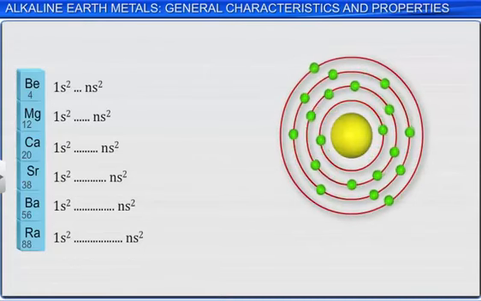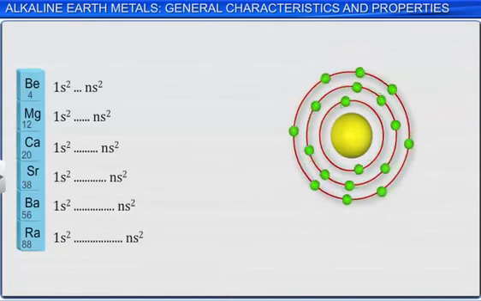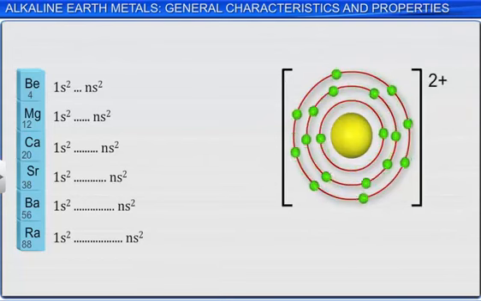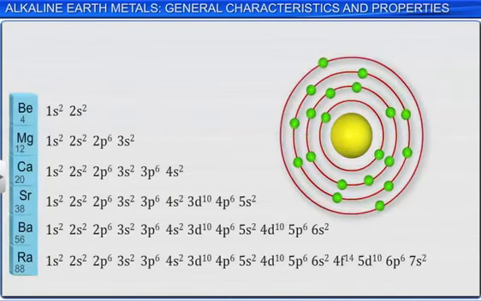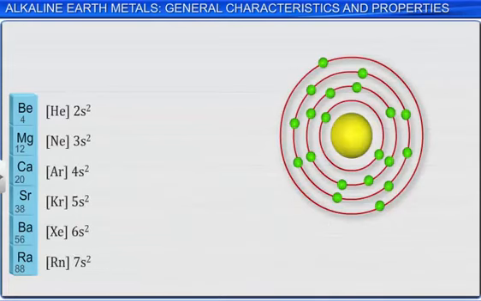Shown here are the electron configurations of 4 alkaline earth metals. Notice how they all end as s2, showing those 2 valence electrons. The similarities in the electron configurations are even more apparent when written in noble gas notation. They all end as ns2, where n is the highest occupied electron energy level.